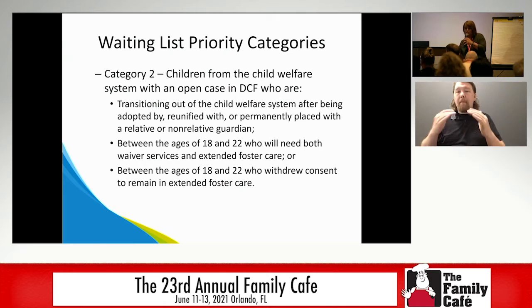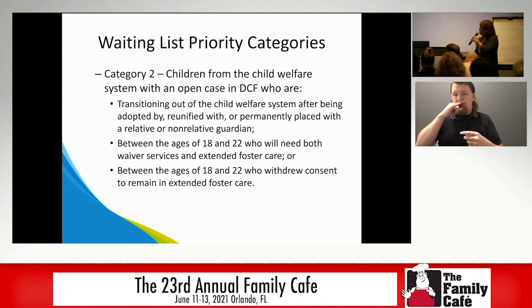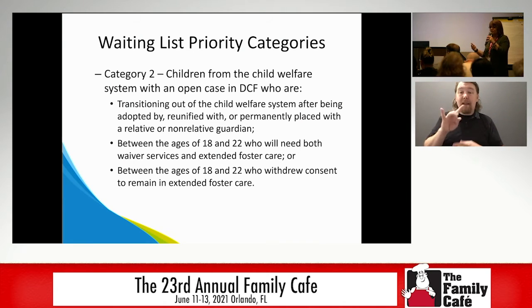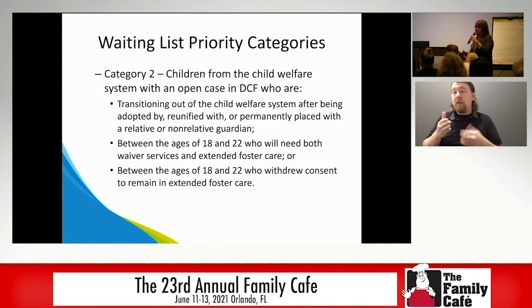Category 2 are children in the foster care system who are either transitioning out of the foster care system by adoption, reunification, or permanently placed with a relative, or sometimes there are some children between the ages of 18 and 22 who need waiver services, have opted out of foster care, and will need services. Individuals who meet this criteria also go straight to the waiver.